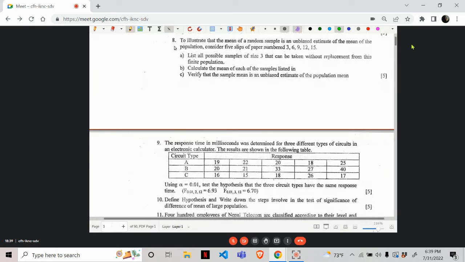Suman, can you click a picture and send the picture into the group? Okay, sir. Question number 8.